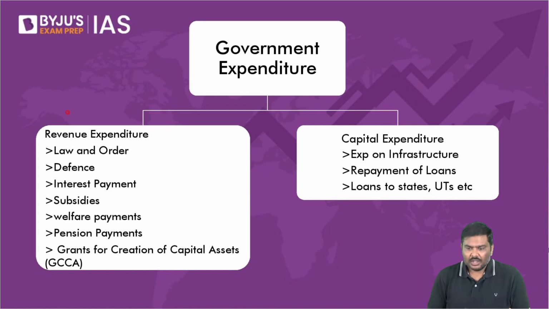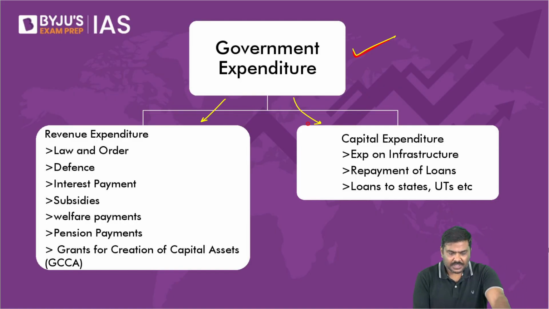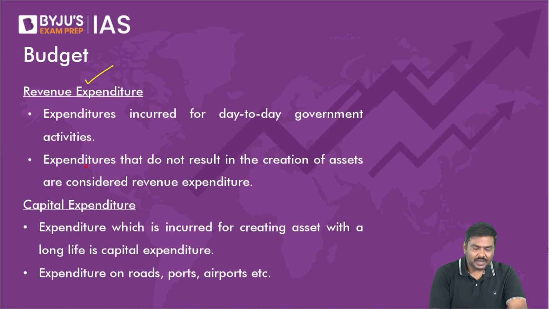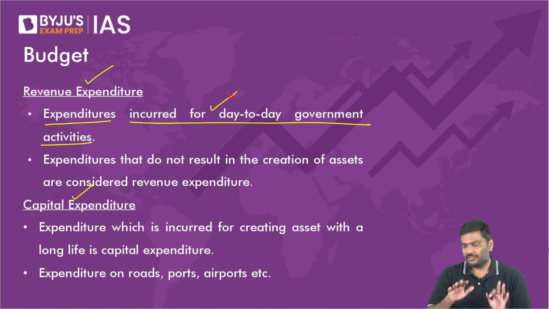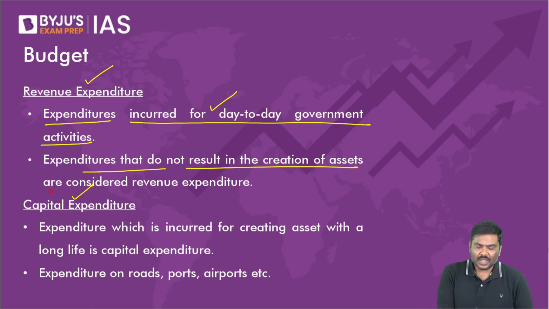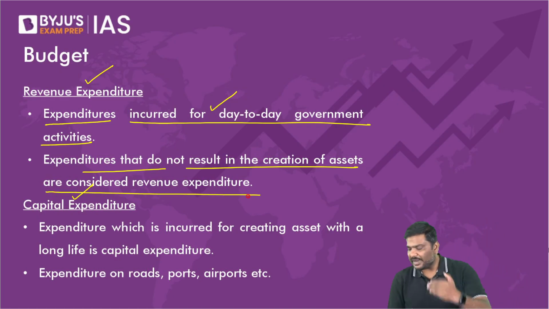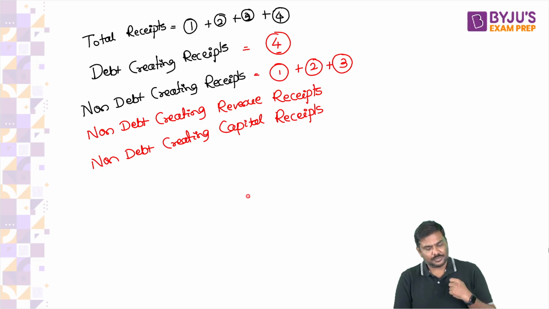Okay. Now, let me go forward. Government expenditure. Again, we'll divide government expenditure into 2 components: revenue expenditure and capital expenditure. Revenue expenditures are those expenditures which are incurred during the day-to-day activities of the government. Expenditures that do not result in the creation of assets are considered revenue expenditures. For example, have a look at this picture now.